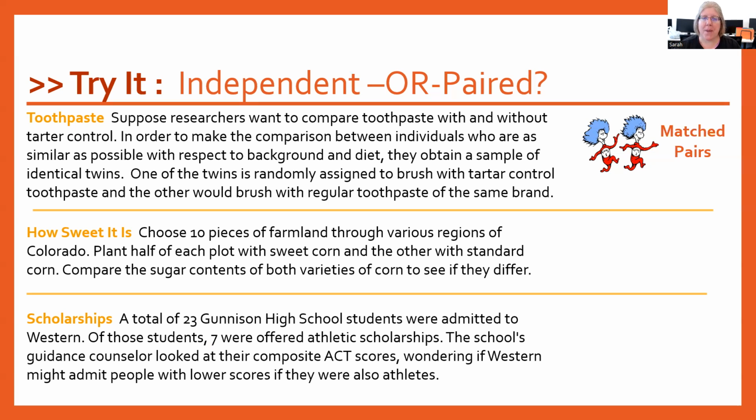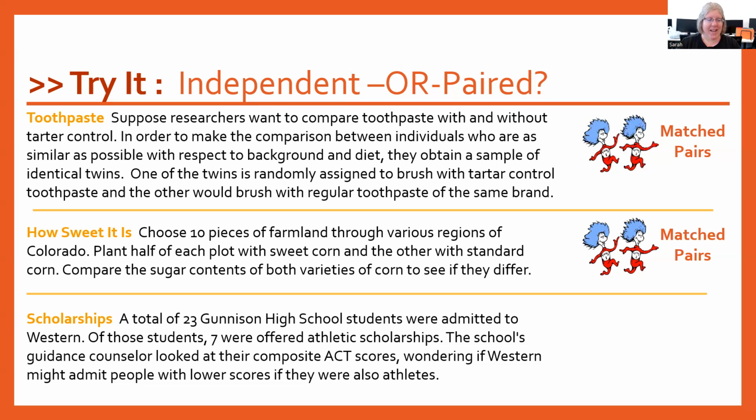This is also going to be a matched pairs. The way that I've seen a matched pairs here is that they're taking each plot of land and dividing it in half. So whatever the water, sun, and soil conditions are, they're going to be identical for the sweet corn and the standard corn that are grown on that piece of farmland. Then they're replicating it with 9 other pieces of farmland. So I'm getting that matched pairs from that setup.